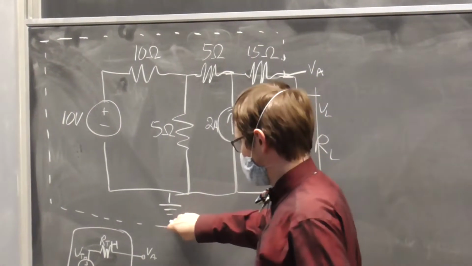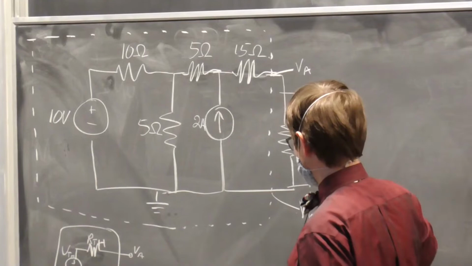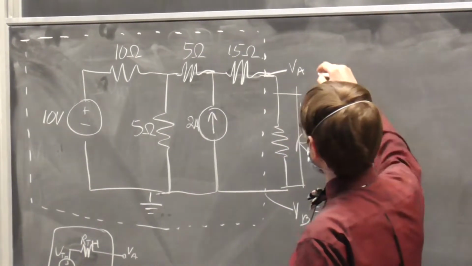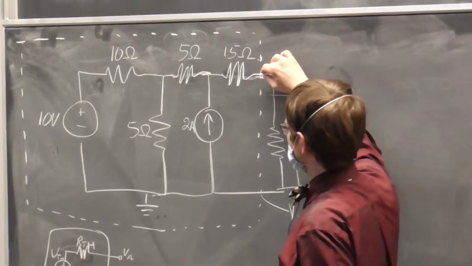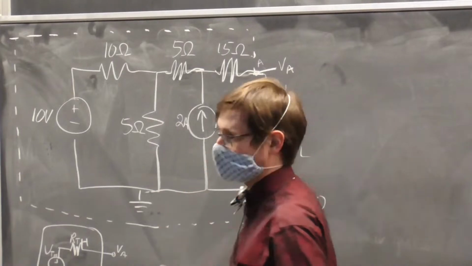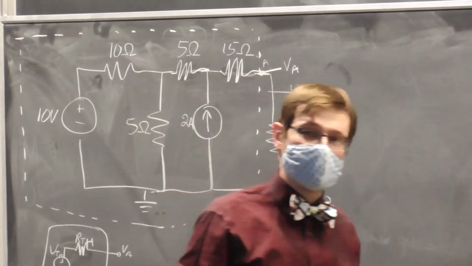Of course, because we've connected this side to ground, VB is of course going to be 0, right? So we need to find the voltage at point A. Right? So how do we go about doing that typically?